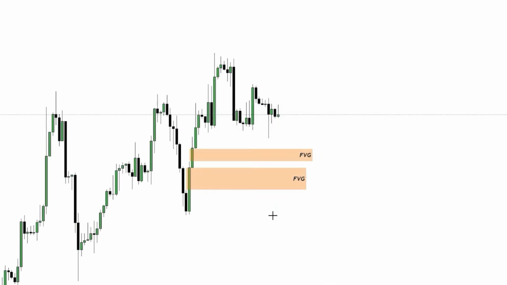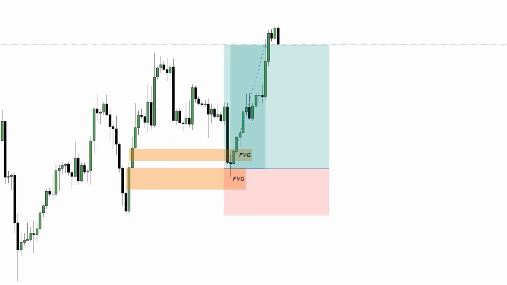If you are entering your position at an imbalance, it is best to place your stop loss beyond the order block. Using a stop loss within the imbalance carries significant risks, and the choice is yours, to use the imbalance as an entry point or to wait for a reaction at the order block.